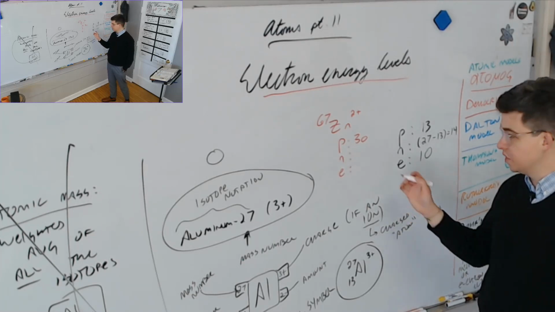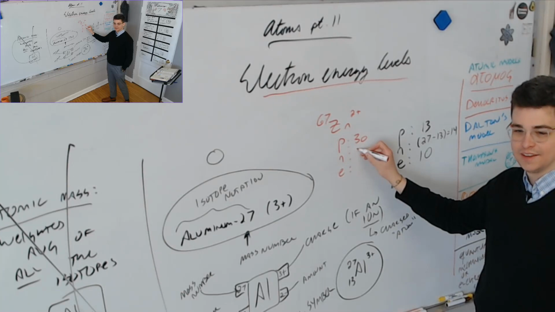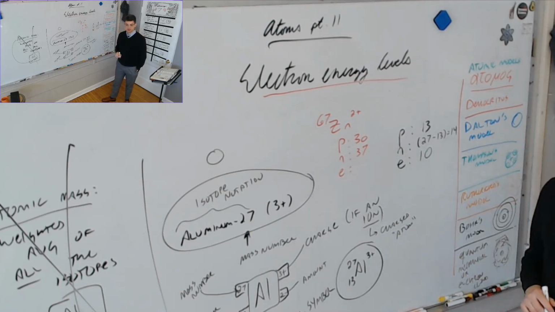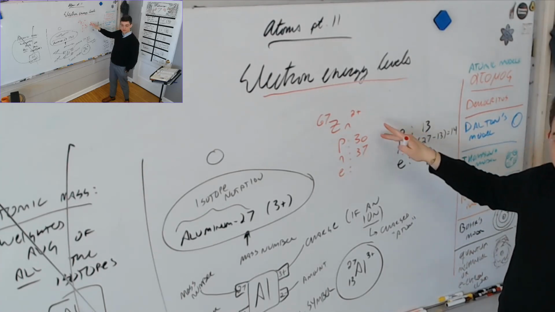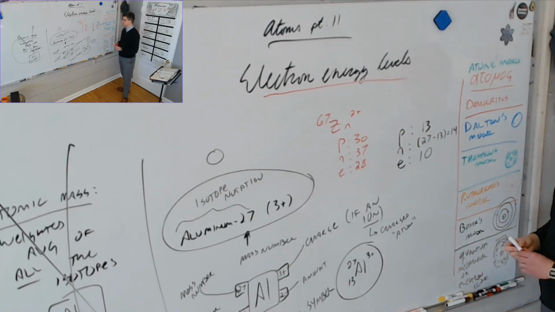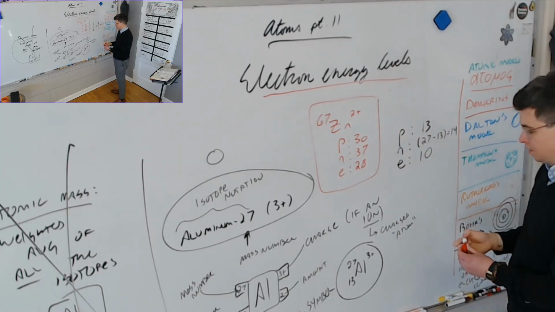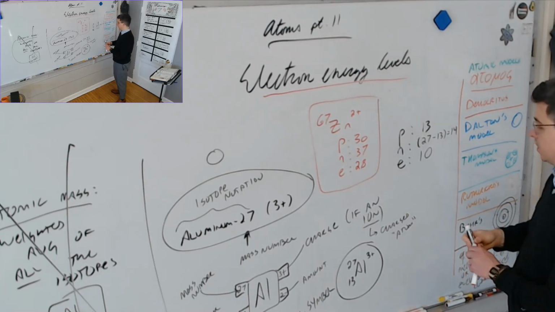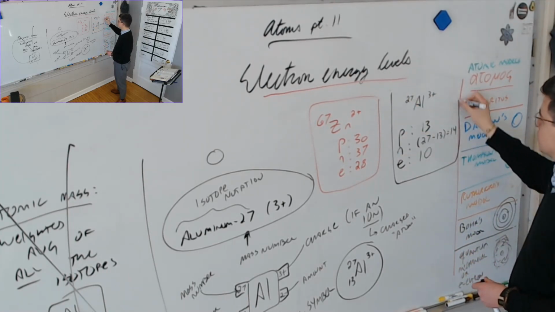67 minus 30, which is? 37. Electrons? Okay, so be careful. 2 plus, so it must have 2 fewer. 28. This is correct for this. Please read these two down at least. Let me read this one for you, just so that you have a couple of examples to go off of.